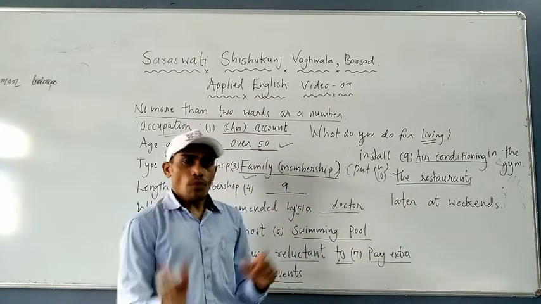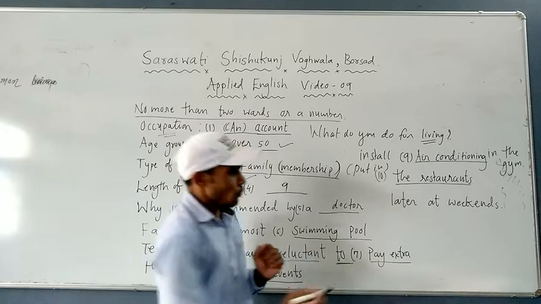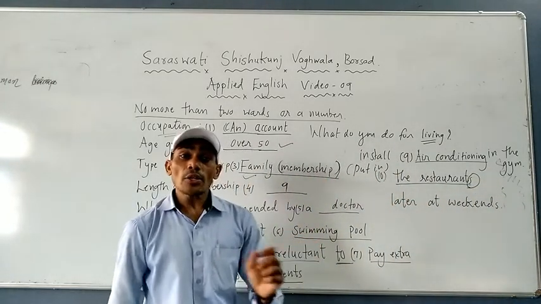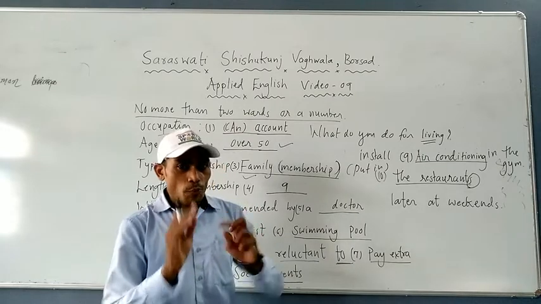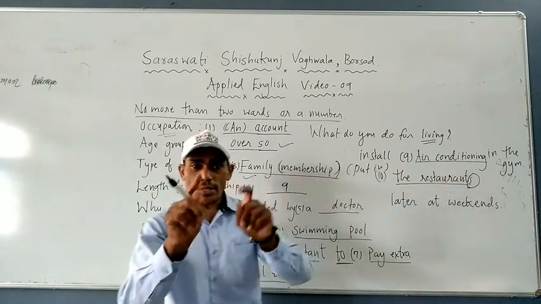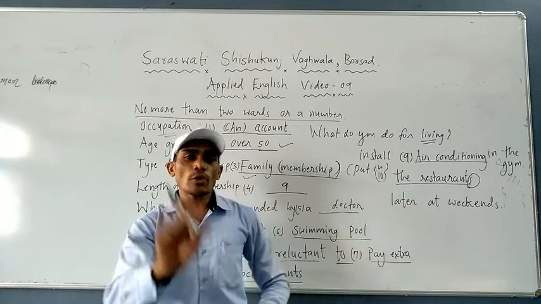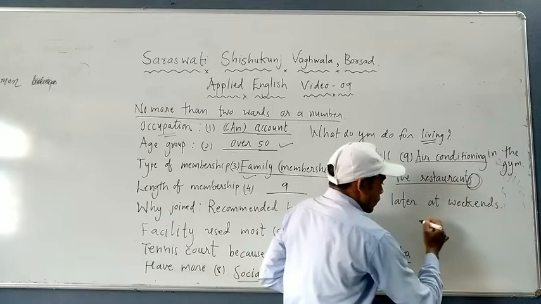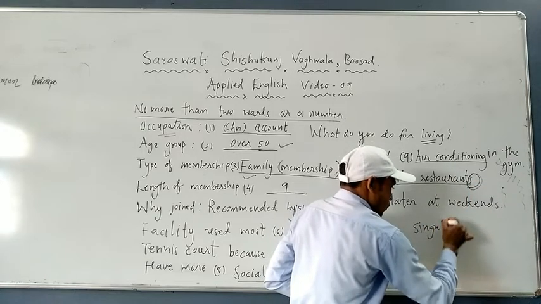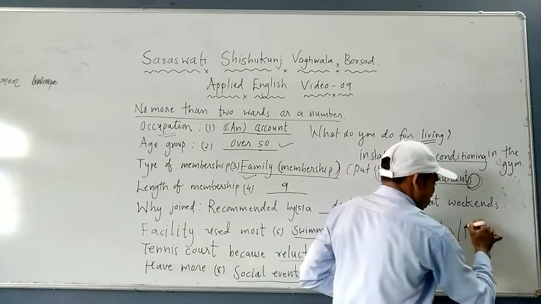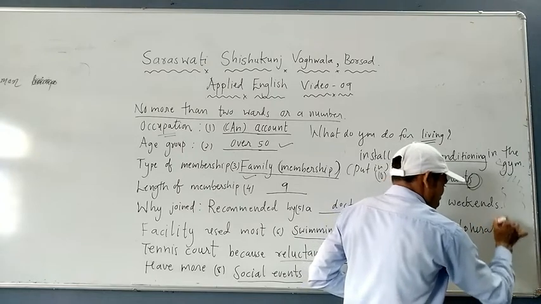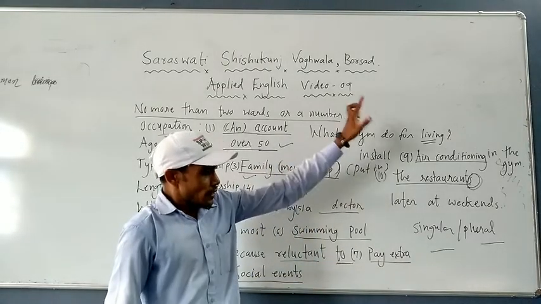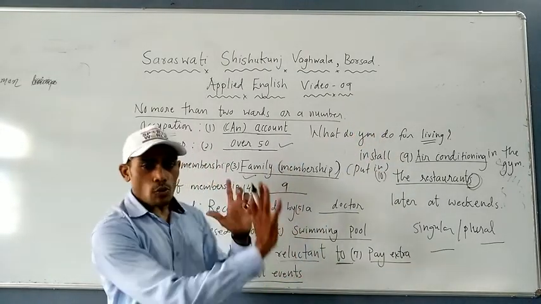The restaurants later at weekends. Now, students, one more thing: grammar plays a role here. See here, it is plural. It is restaurants, not restaurant. So if you have written the restaurant, your answer is wrong. Yes, absolutely, your answer is wrong. You always need to pay attention to singular and plural.